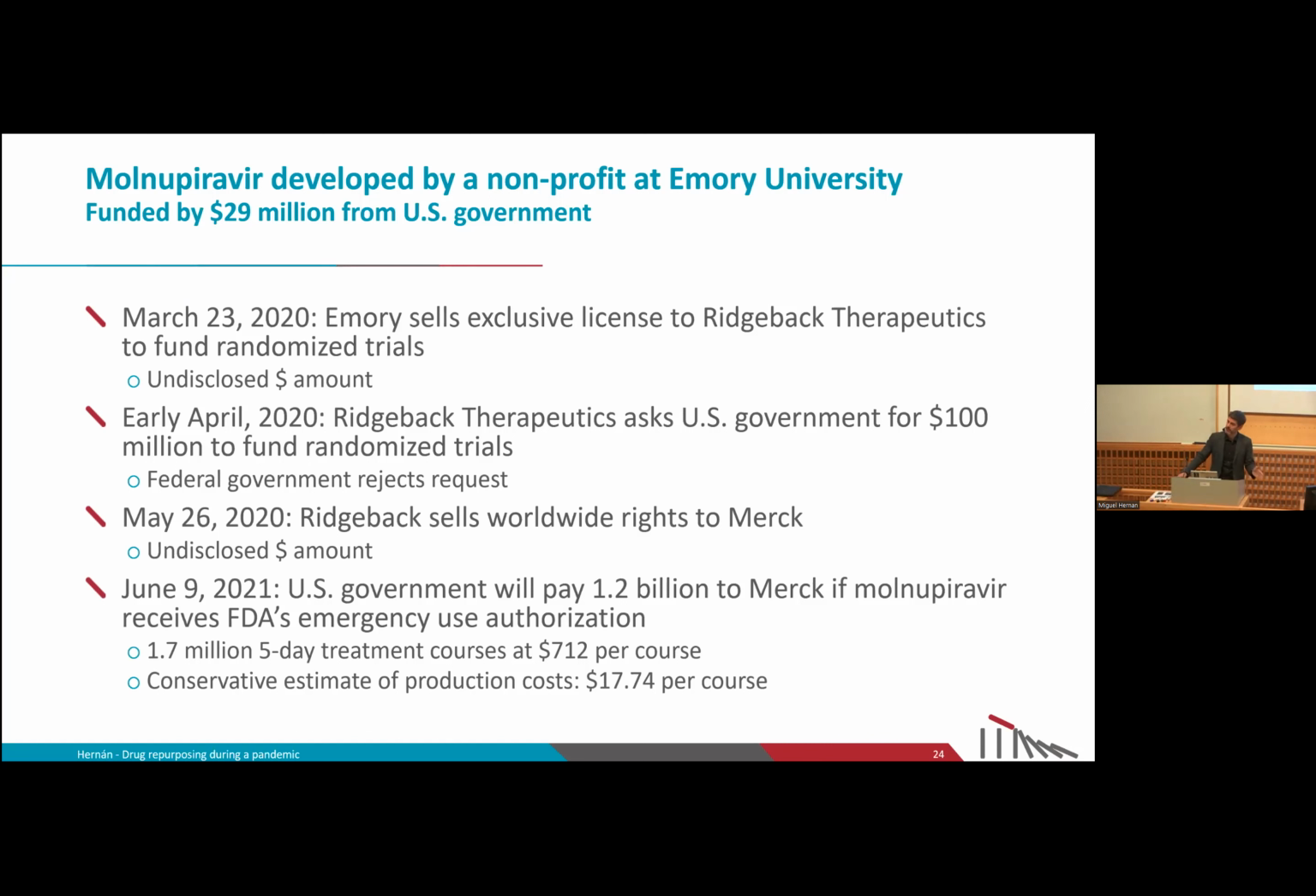An independent study that looks at the production costs for molnupiravir says that it's at most $17 or $18 per course. And you can see here that the US government did a very, very bad deal. It paid for the development of the drug, the $29 million, and then paid an exorbitant amount of money to be able to use it. As I said, this may or may not have any implications for what I'm going to discuss later.